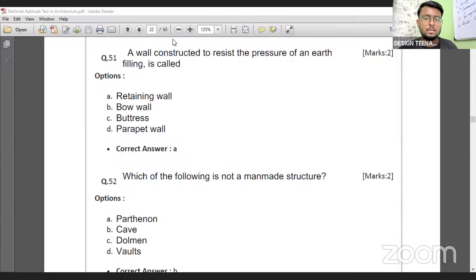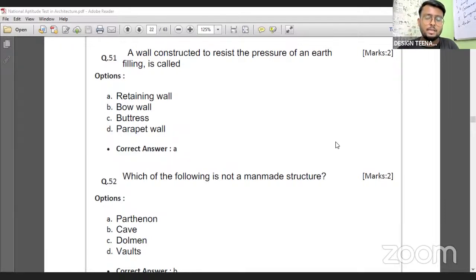Yes? Parthenon will be the right answer, I guess. Yes, I don't understand how. Sir, are you out of your mind? Cave. Cave. It's not a man-made structure.